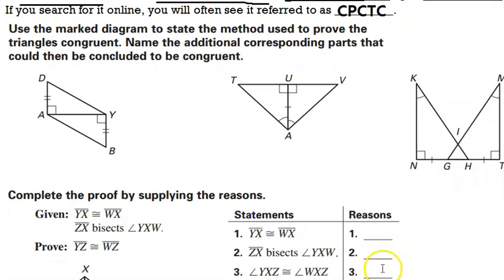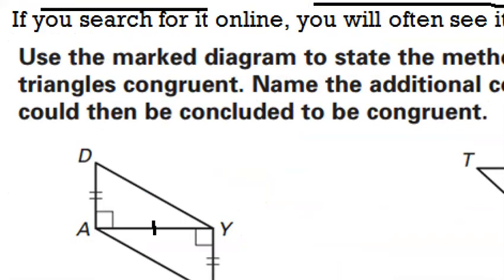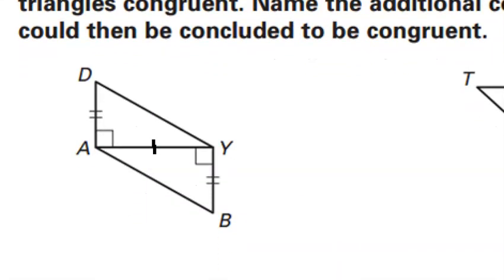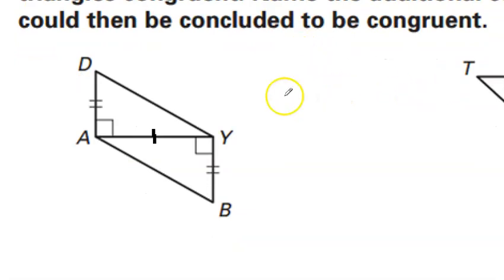Okay. So let's practice a little bit of how this would be used. Use the marked diagram to state the method used to prove that the triangles are congruent, and then name all of the other corresponding parts that we could then match up. Okay, that's what we're going to do. So I see a shared side, and whenever there is a shared side, you automatically can say that it is congruent to itself. Okay, so AY is congruent to YA, or whatever you want to say there.